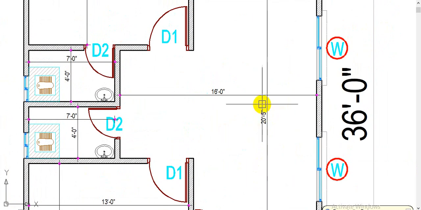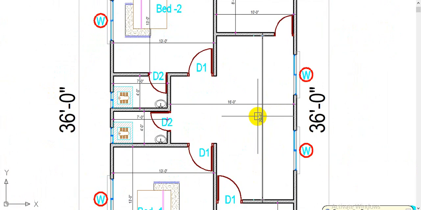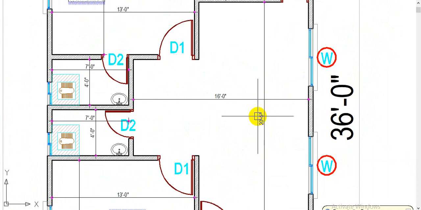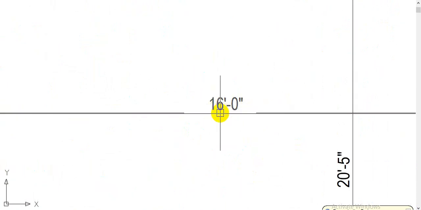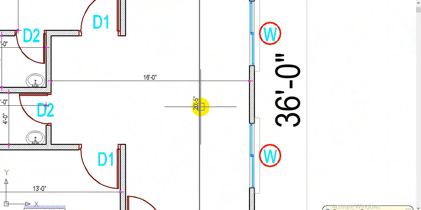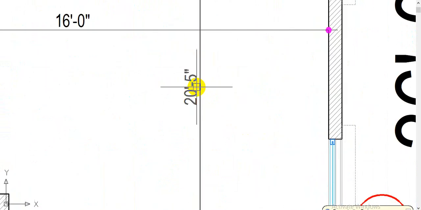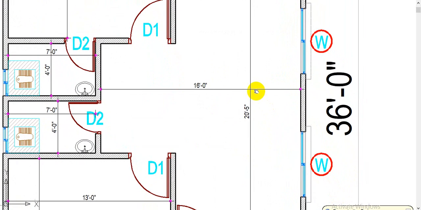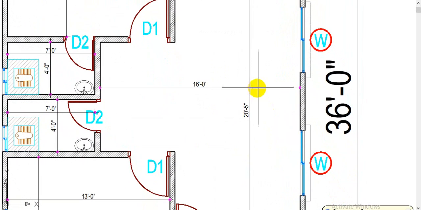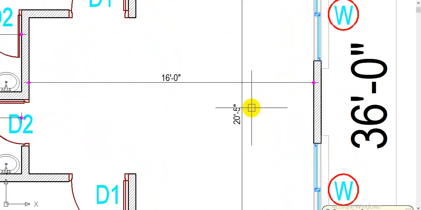This is our drawing and dining space. In this drawing and dining space, we have this direction 16 feet and this direction 20 feet 5 inches. Overall, our drawing and dining space measurement is 16 feet by 20 feet 5 inches.